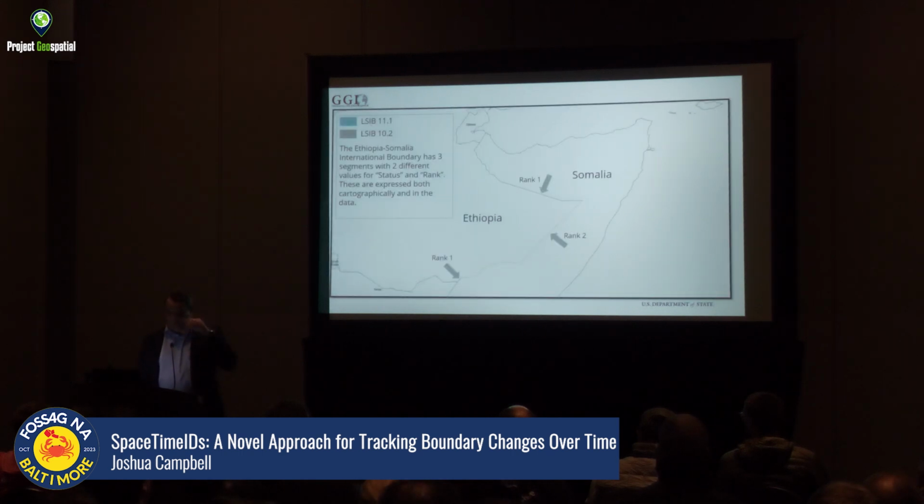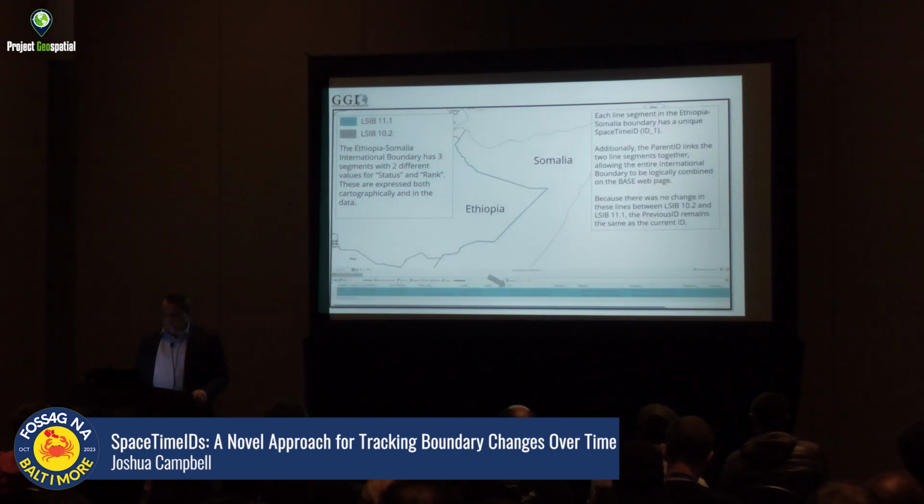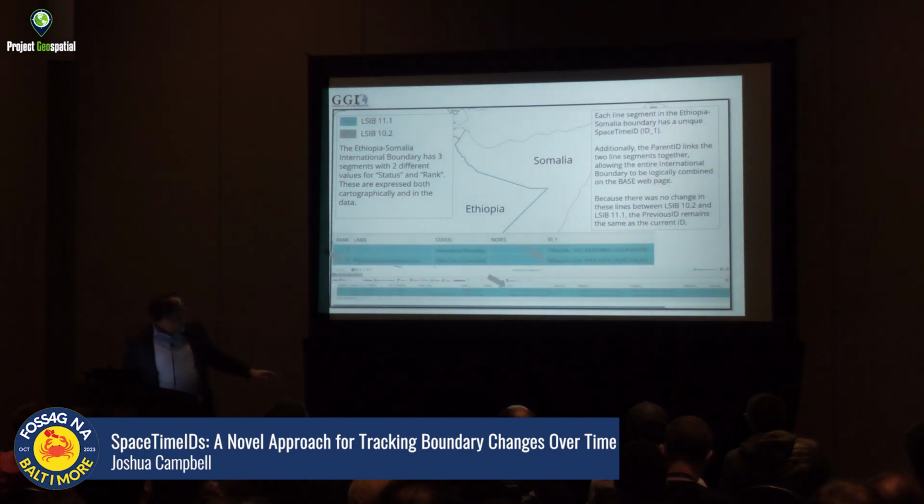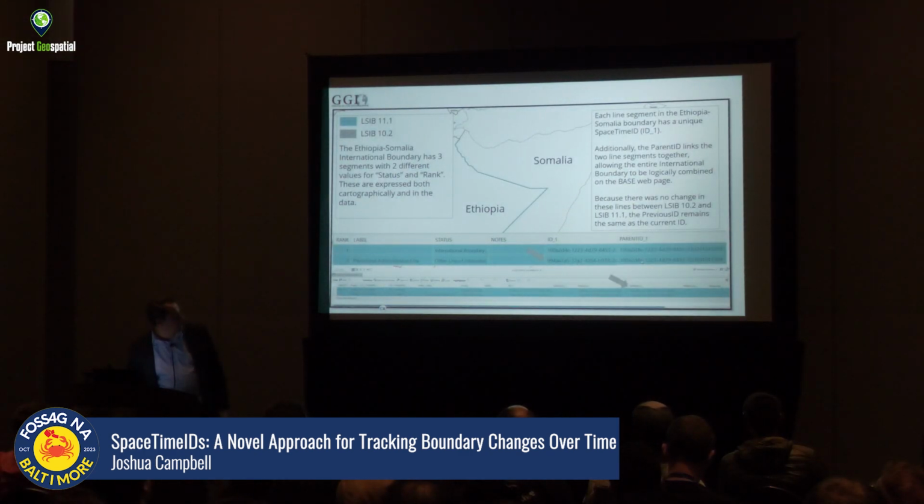So let's do a hierarchical assembly question. Ethiopia, Somalia is actually 3 segments, 2 rank 1s and a rank 2. You can see here that while we're going to manage the rank 2 line as an individual segment, its ID will be different than the parent rank 1 line. And in the parent ID, we'll actually assign the parent of this line to the semantic concept of the rank 1. So by looking at the parent IDs, you can stitch together those smaller ones.